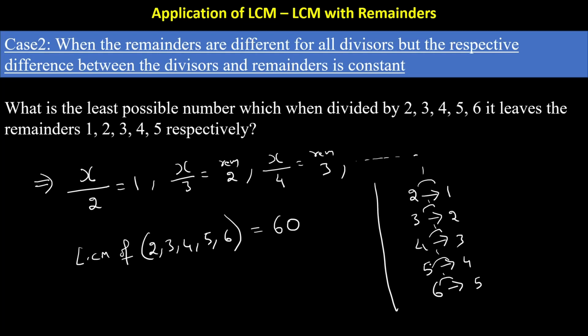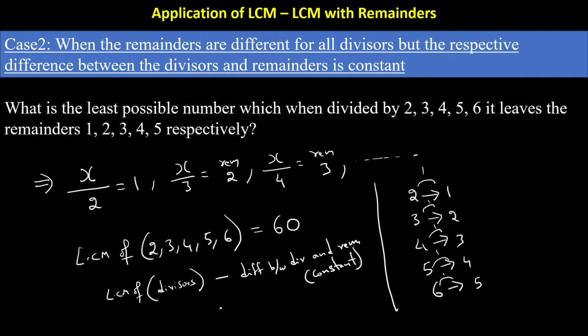If this case occurs, what we need to do is find the LCM of the divisors and subtract the difference between divisor and remainder, but it should be constant. So what is the answer? LCM I got is 60 and the difference is 1. So the answer will be 59. If you want, you can check.